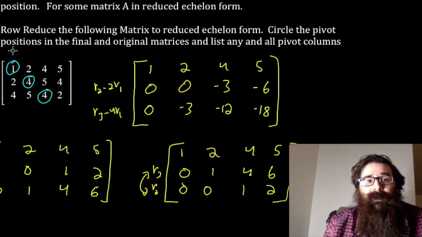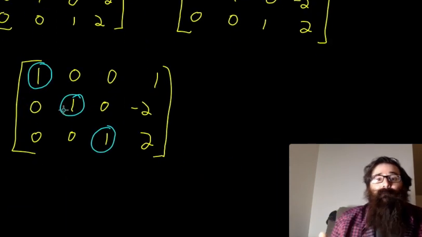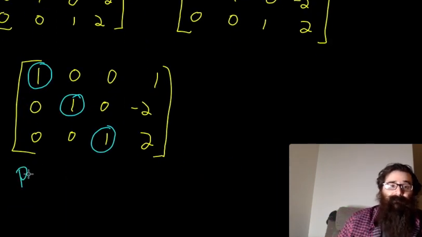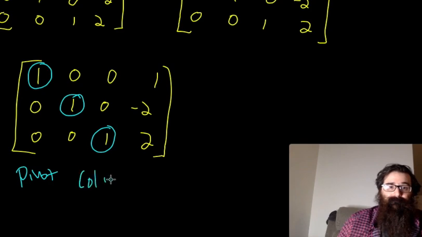So if I'm looking at the columns, I see column 1 has a pivot position in it, column 2 has a pivot position in it, and column 3 has a pivot position in it. Column 4 does not have any of these pivot entries, no pivot position in column 4. So we would mention that. We would say the pivot columns are 1, 2, and 3.